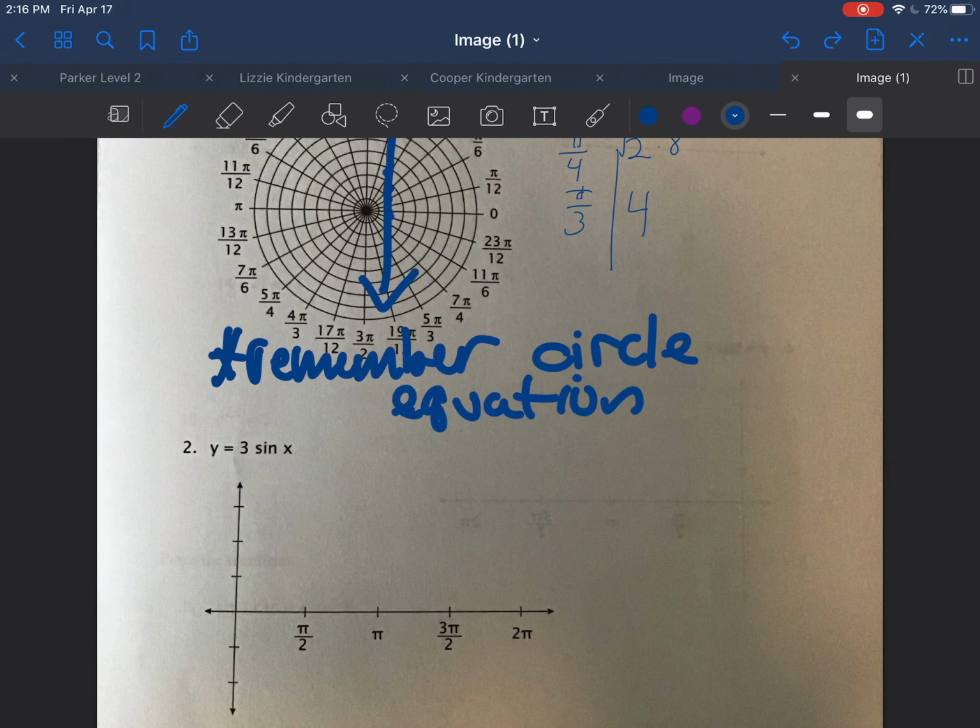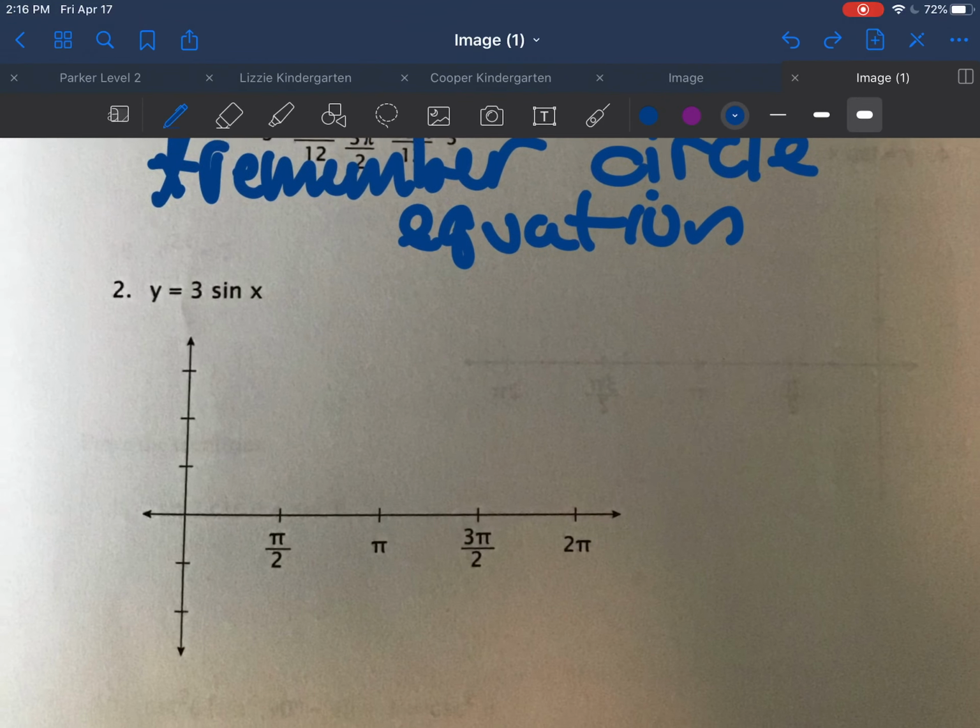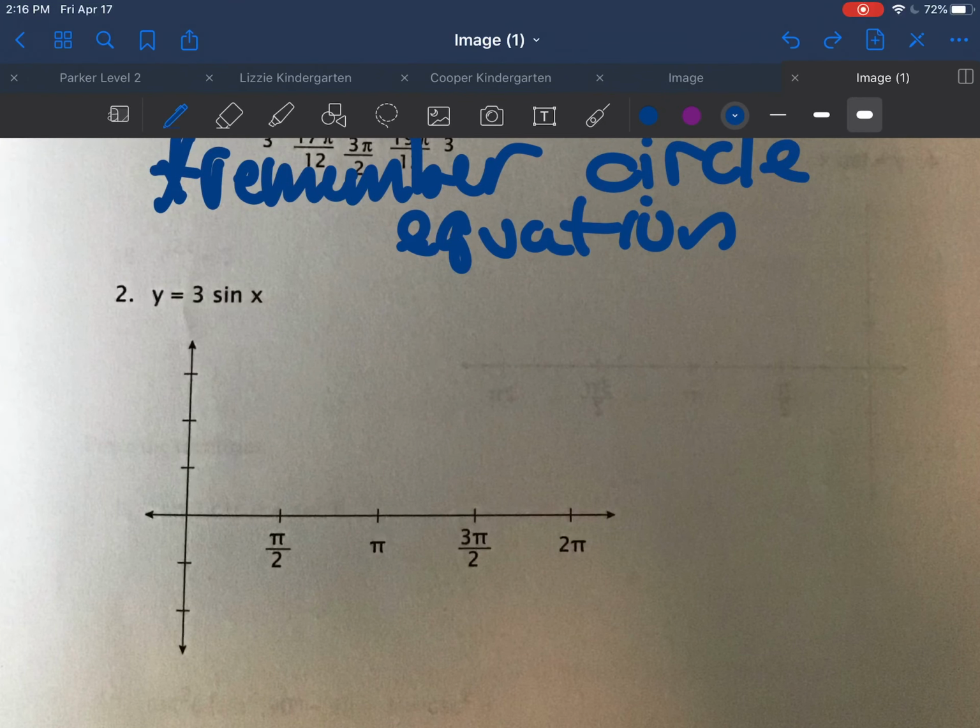Number 2, y equals 3 sine x. Okay, this is the graphing stuff we did in 24, I believe. So if you remember sine starts at 0, 0, and then goes up. The big thing you're going to want to do is remember these parent functions, where they start and what direction they go, so you can build your graph from there.